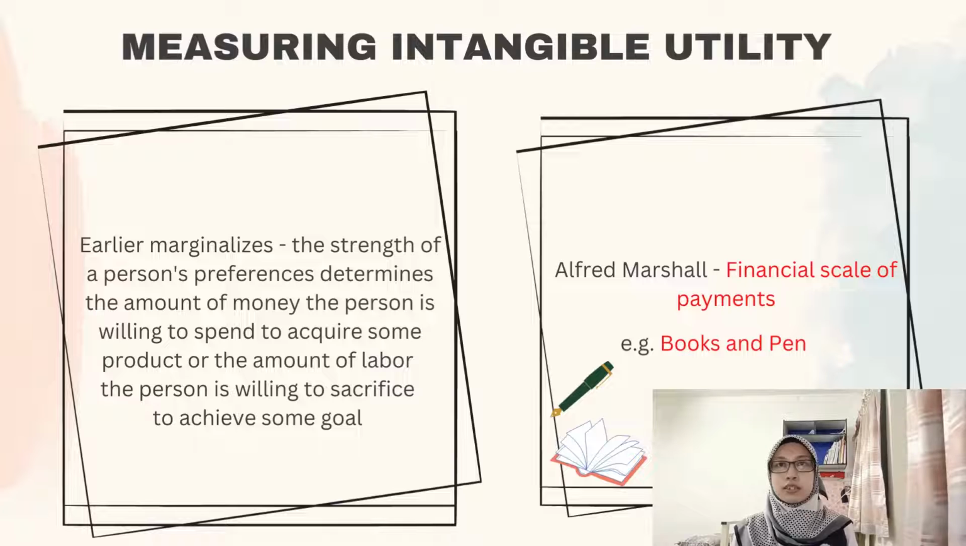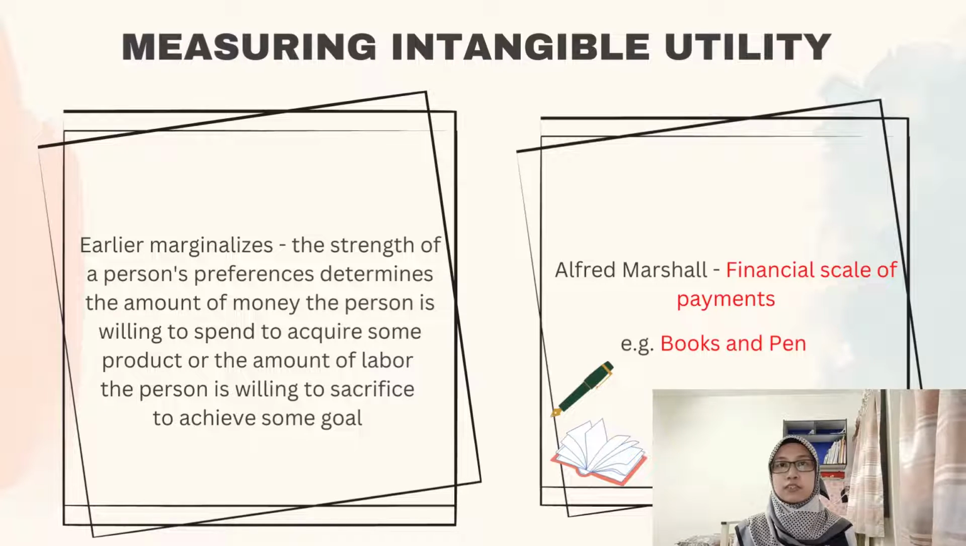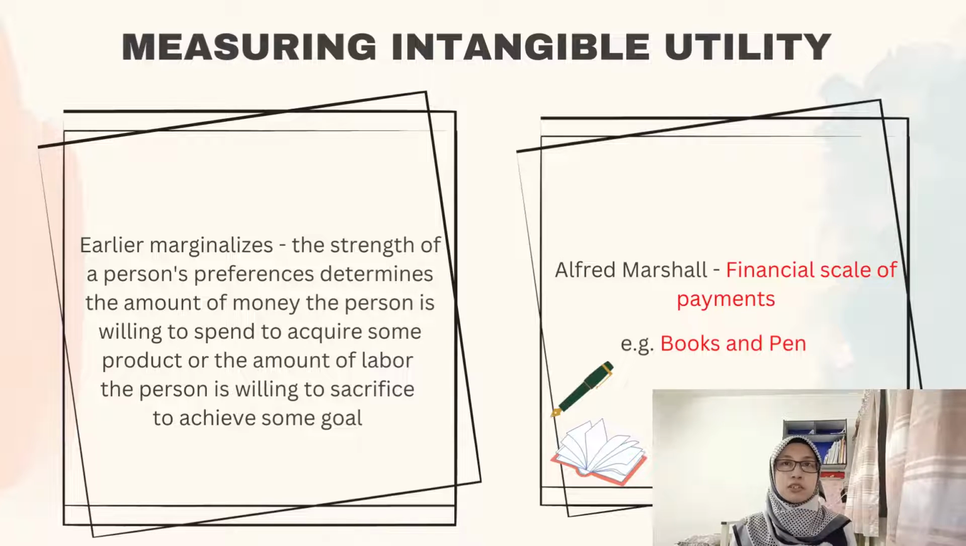Measuring intangible utility. Earlier marginalists said that the strength of a person's preferences determines the amount of money the person is willing to spend to acquire some products, or the amount of labor the person is willing to sacrifice to achieve some goal. Marshall measured the intangible utility by a financial scale of payments. For example, we are using book and pen as a comparison. Say that a book is more useful compared to the pen. So, you are willing to spend more on a book than a pen. And we can conclude that the book has twice the utility compared to the pen.